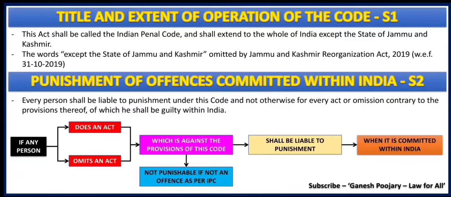So the main ingredients or the summary of section 2 is that it is applicable to any person who is inside India. That is the first thing. Then we need to have an act which is conducted or an act which is purposefully omitted. Now that is the second part we need to observe, and the provision should be inside the Indian Penal Code, otherwise it will not be punishable, and for such offences the person will be liable to punishment. All these aspects need to be observed when we are studying section 2.